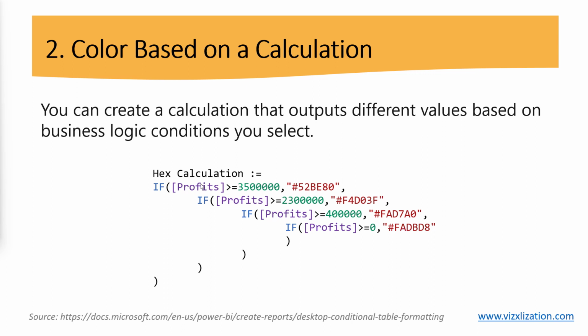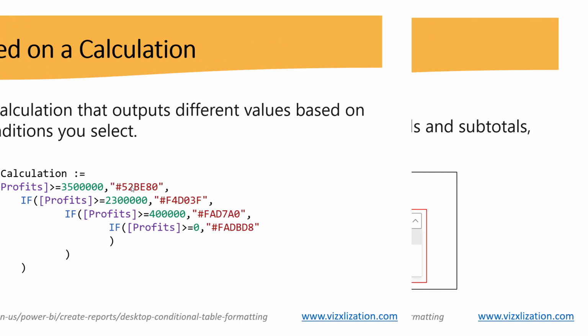Just to give an example here, the first one, we are saying if profits is greater or equal to 3.5 million, please give us this hex code value, right? So that's what we have here. I'm going to share with you guys a link as well to a website where you can find hex code values. So very, very helpful, okay? So now guys, let's move on to the next point.